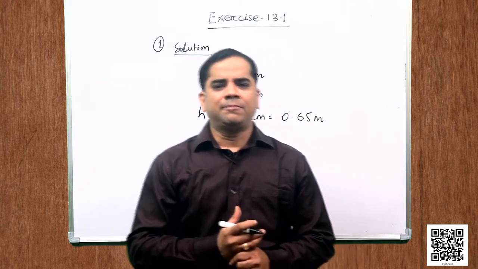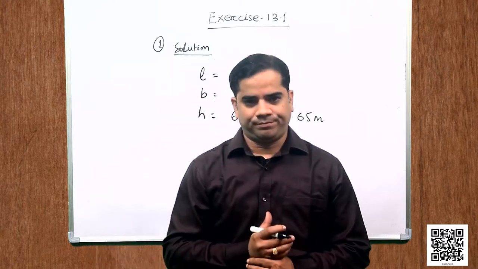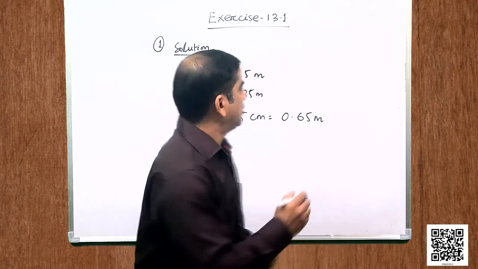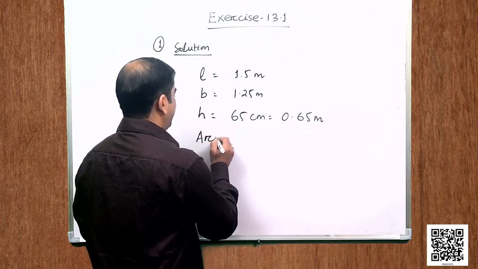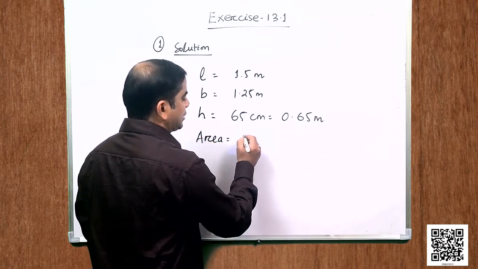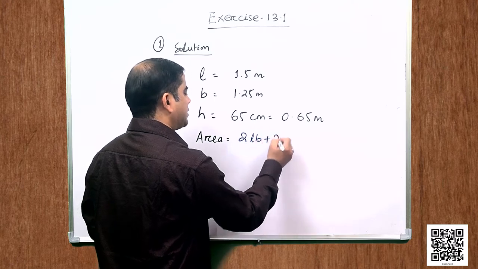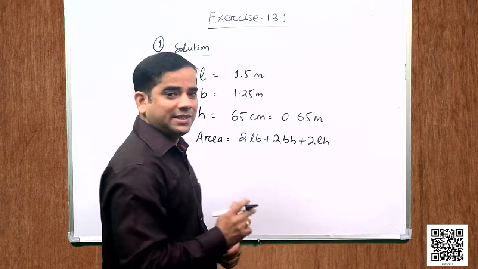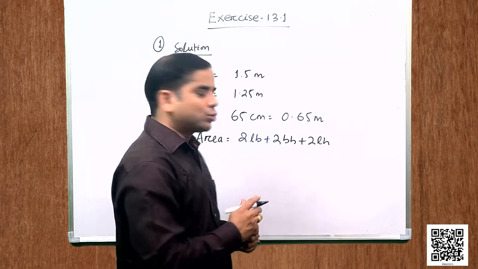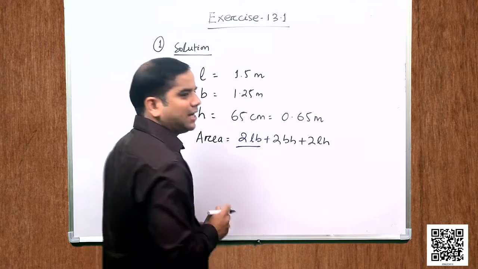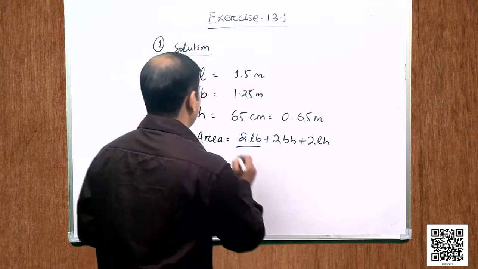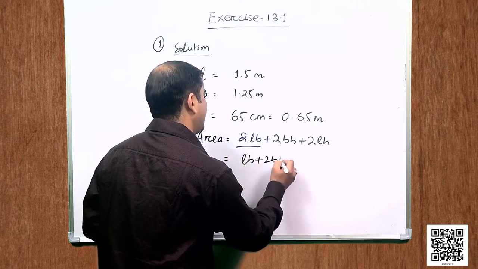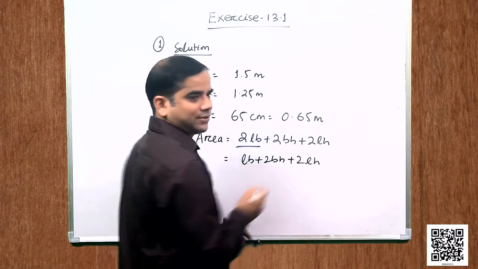You need to remember that the top is open. So, the top is open. That means we are left with the area. It is actually 2LB plus 2BH plus 2LH. But as the top is open, one of these areas is not to be included. So, the actual area will be LB plus 2BH plus 2LH.